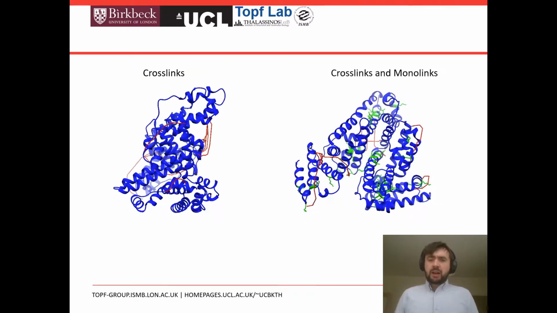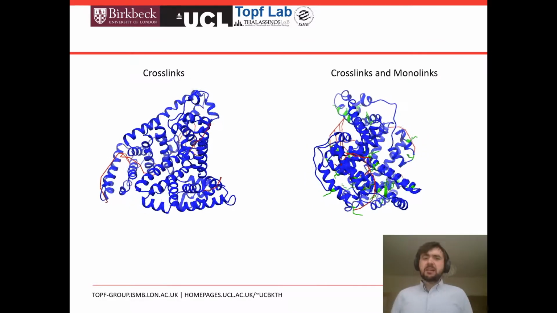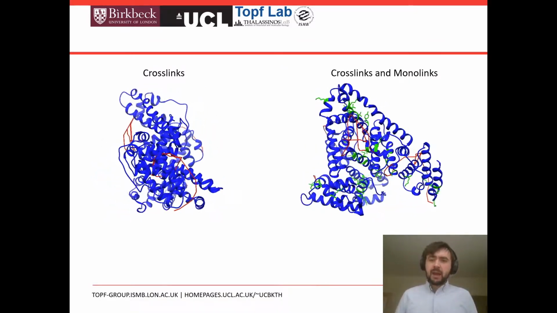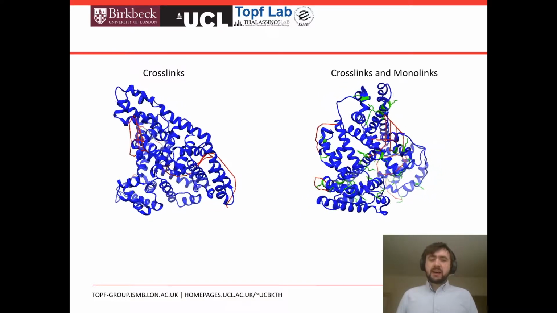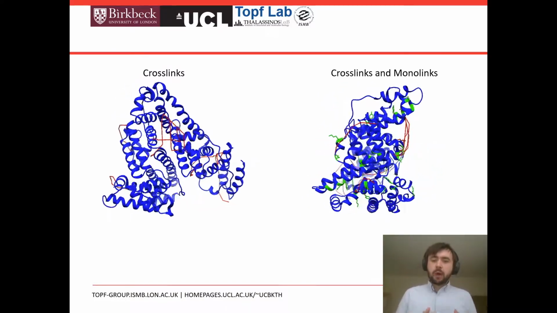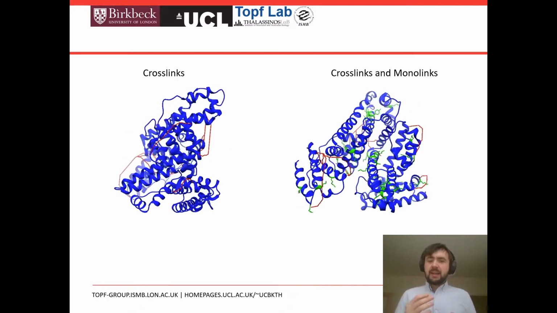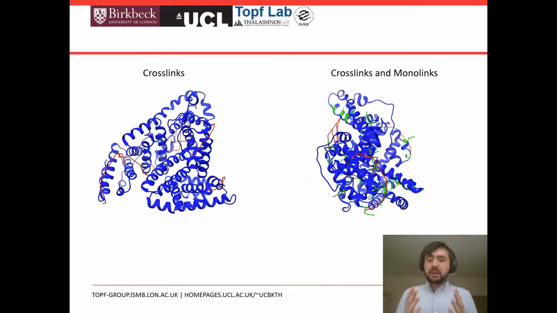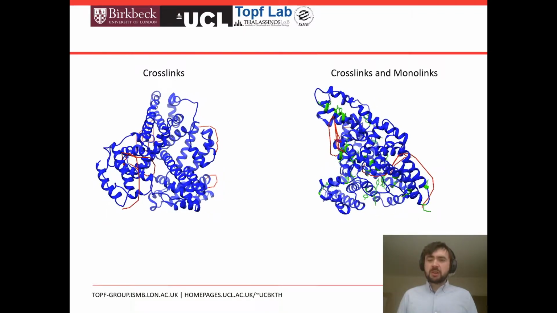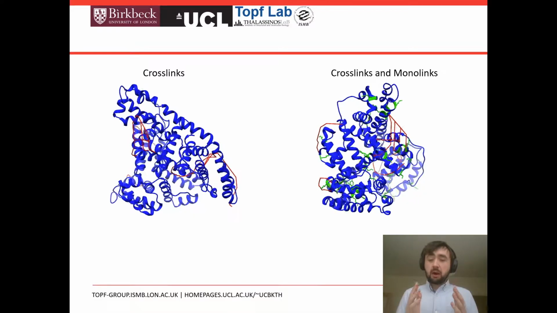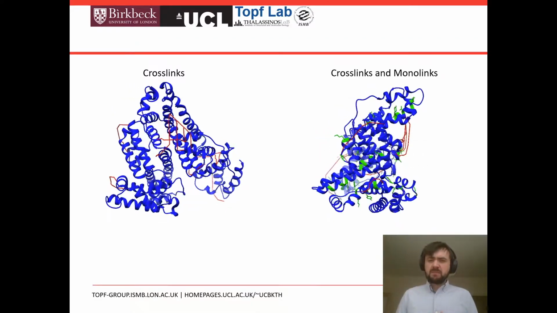A lot of my project has been focusing on another type of data we get from a crosslinking experiment called monolinks, which are shown here in green. Now, these are when a crosslinker only reacts on one end with one residue in a protein structure. So they don't actually give us any distance information. They don't tell us which parts of a protein structure are close to each other. But what they do still tell us is which parts of a protein are on the protein surface.